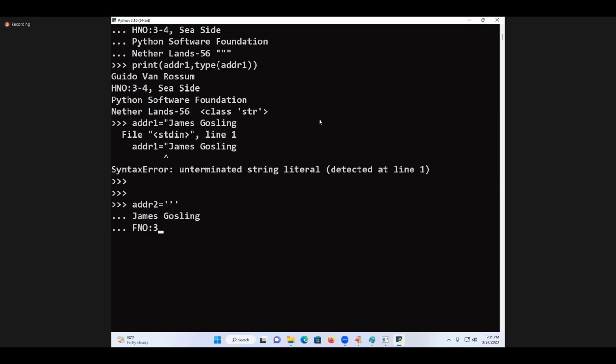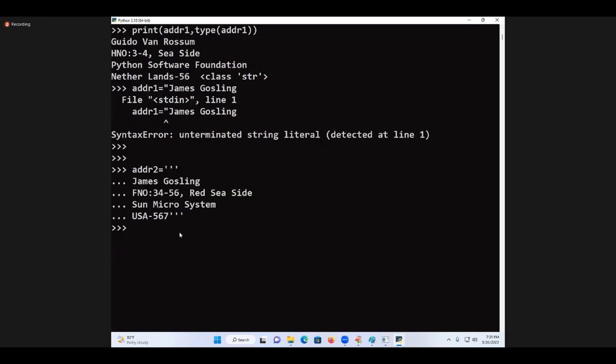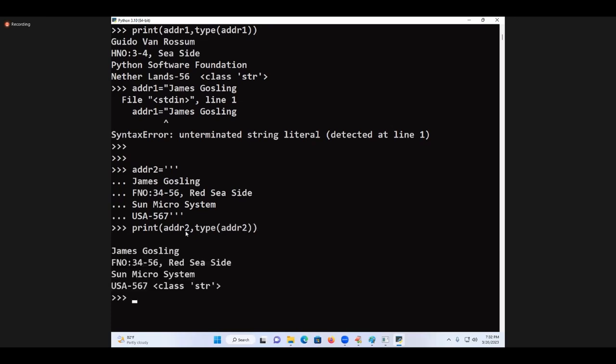FNO colon 3456 Red Seaside, Sun Microsystem. Now I am writing USA, some 567. Single quote, single quote, single quote. Whatever you started with the quotes, the ending also will be with the same thing. Is it ending or not? Print students, ADDR2, comma, type of ADDR2. Got the answer.